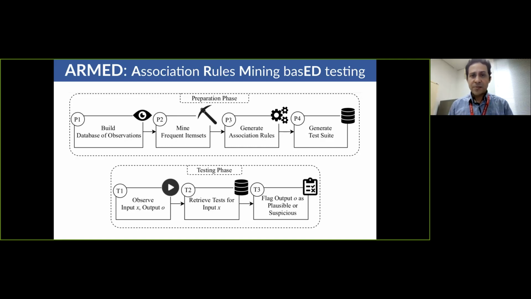During the testing phase, we start by monitoring the system in operation, and when we observe an input X and its associated output O, we retrieve from the test suite all the tests generated in the preparation phase that have the input X in the row, more precisely in the left part of the row. Then, for each test, the output O is flagged plausible if the expected output is observed in the actual output, or suspicious otherwise.